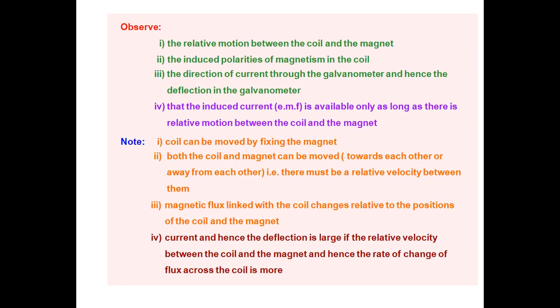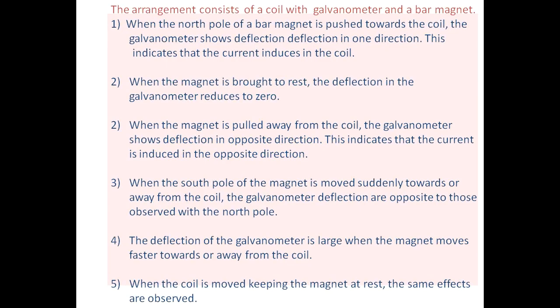Okay, so here we'll see the arrangement consists of a coil with a galvanometer and a bar magnet. The galvanometer is connected with the coil and the bar magnet is there. When the north pole of the magnet is pushed towards the coil, the galvanometer shows deflection in one direction. This indicates the current induced in the coil.